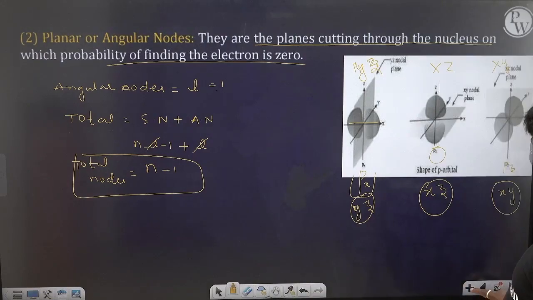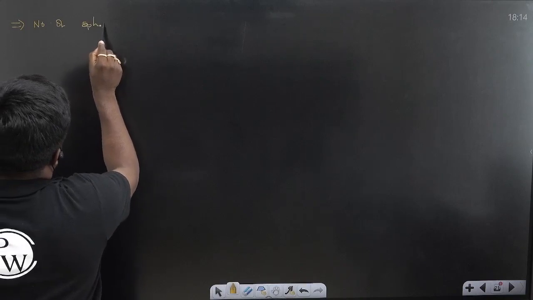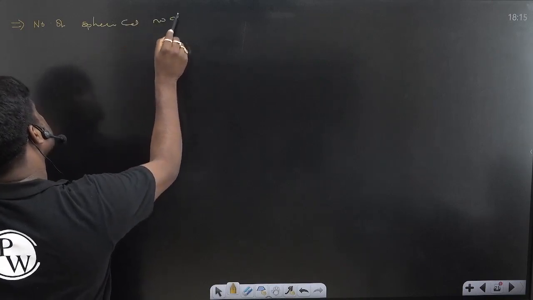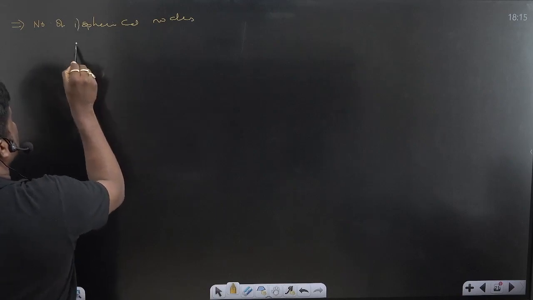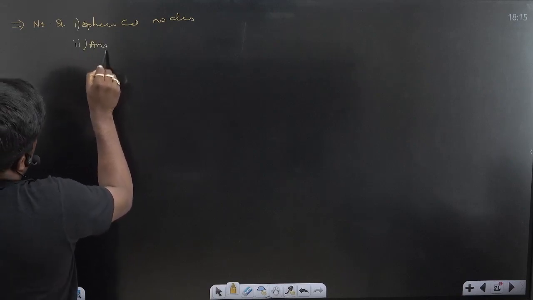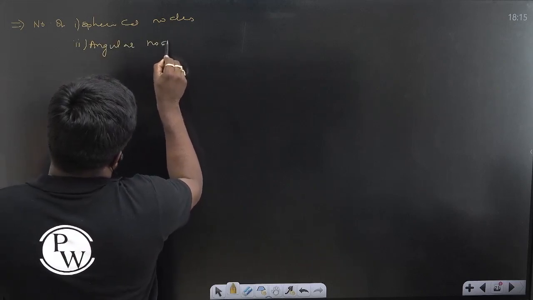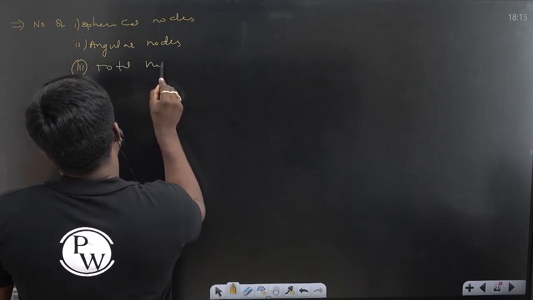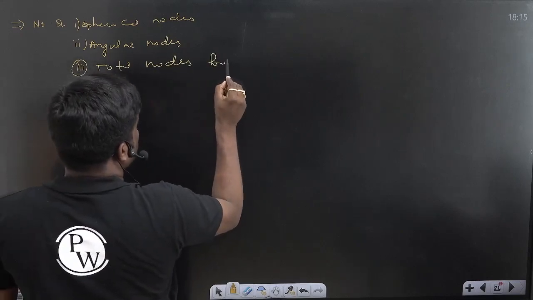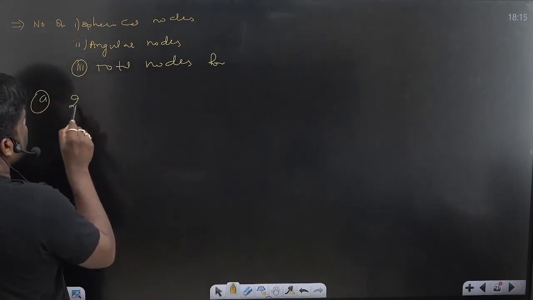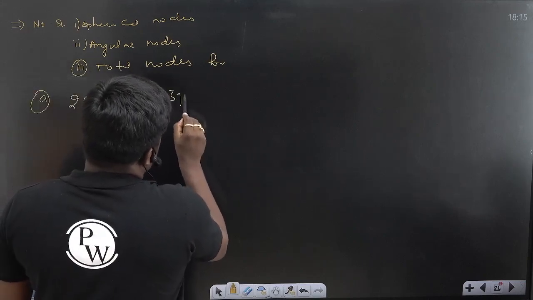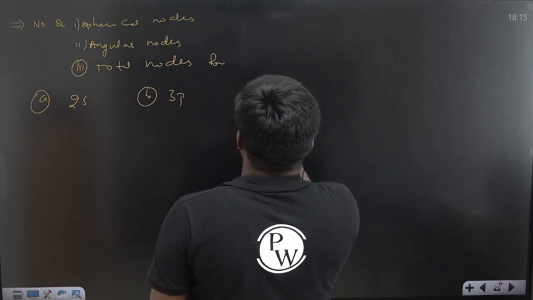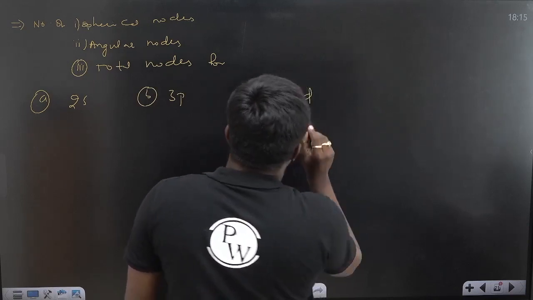For example, if somebody asks you to calculate number 1, spherical nodes, number 2, angular nodes, number 3, total nodes, for question A, the 2s orbital, question B, the 3p orbital, and question C, the 4d orbital.